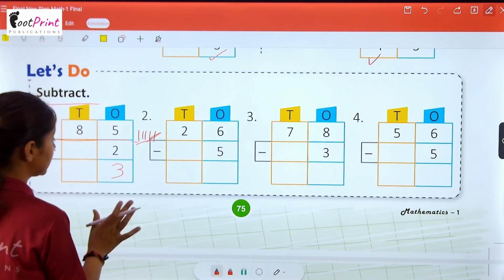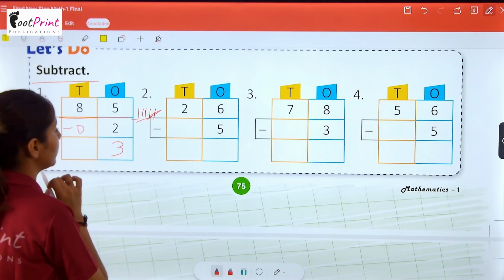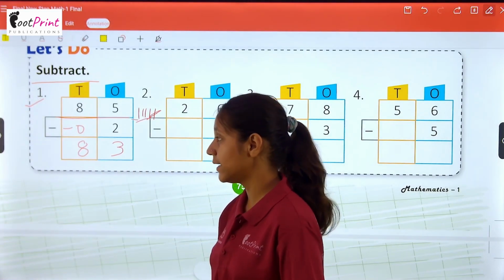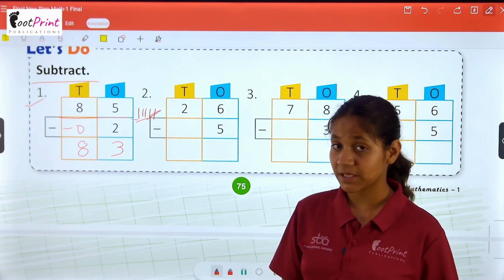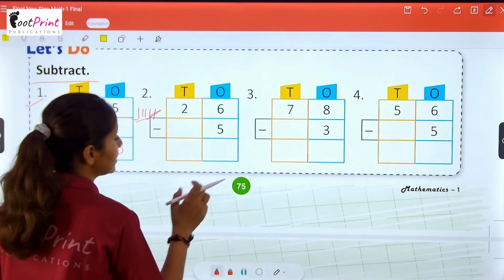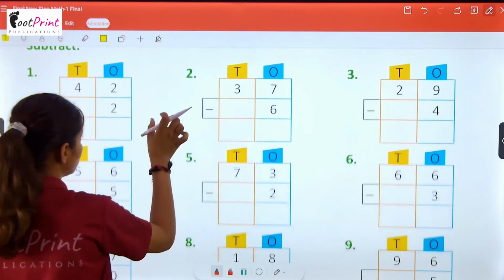Now 8 are there and we have to subtract 0 from it. So 8 minus 0 is 8. So the answer is 83. When we subtract 2 from 85, the difference is 83. Similarly, the rest of this exercise you have to do by yourself.